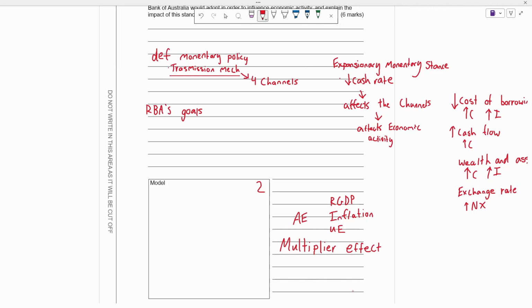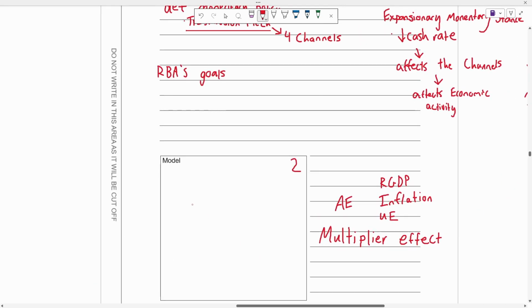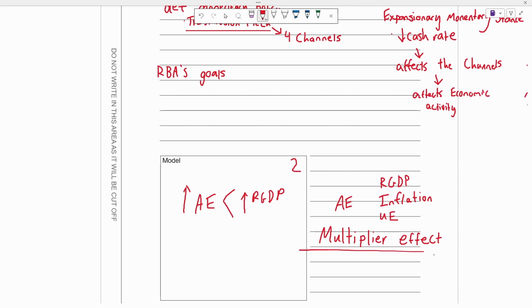Now let's do the planning for our model. So for our model, it's pretty simple. We're going to see aggregate expenditure increasing, and then we're also going to see real GDP increasing. Now, remember when you do the model, make sure that the increase in real GDP is greater than the increase in aggregate expenditure. That way you can illustrate the multiplier effect.